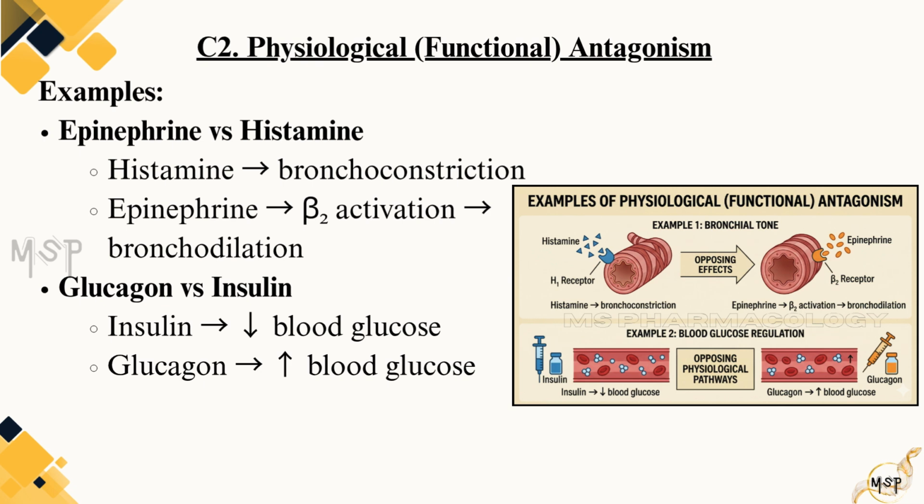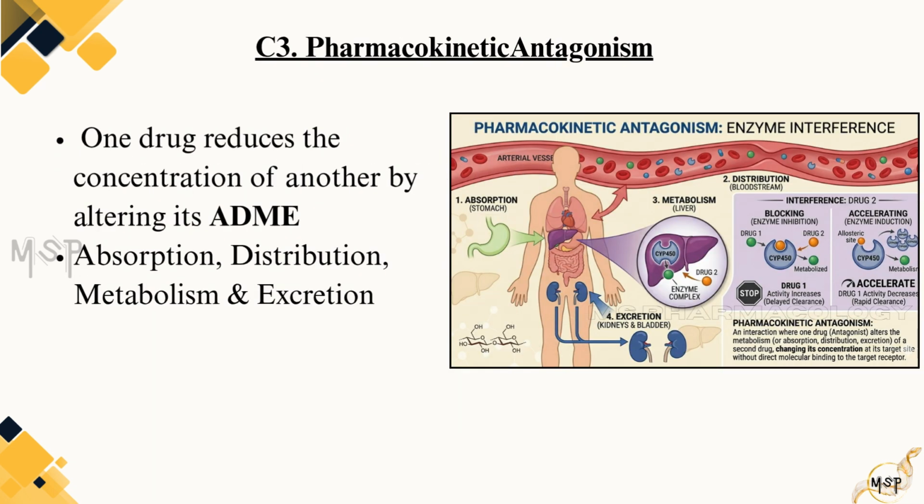Glucagon versus insulin. Insulin lowers blood sugar via the GLUT4 pathway. Glucagon raises it via gluconeogenesis. They antagonize each other's effects, not their specific receptors. Moving to pharmacokinetic antagonism. There is no interaction at the receptor level in pharmacokinetic antagonism. Instead, one drug reduces the effective concentration of another by altering its ADME profile. Absorption, distribution, metabolism, or excretion.